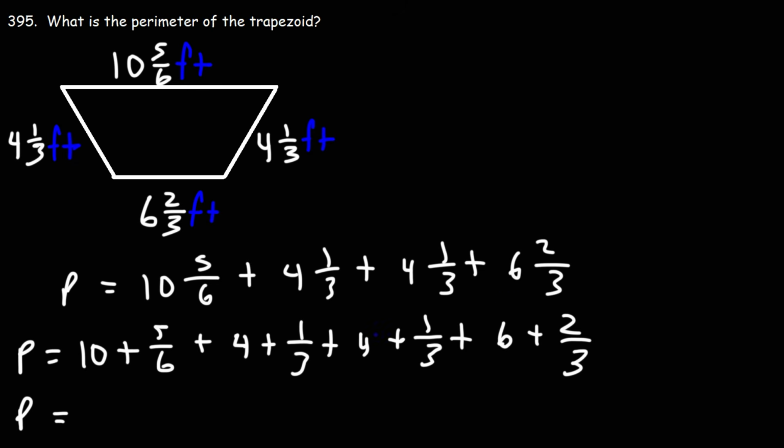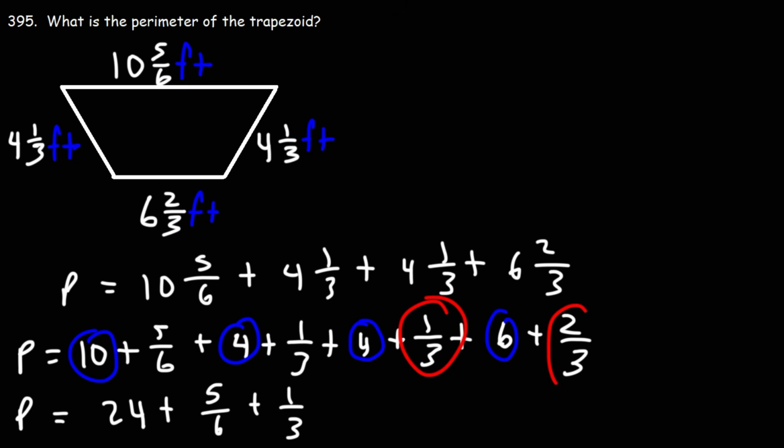Now let's add the whole numbers. 4 plus 6 is 10, plus another 10, that's 20, plus 4, that's 24. Now notice that 1 over 3 plus 2 over 3 is 3 over 3, and 3 over 3 is 1. So now we can combine 24 and 1, that's 25.